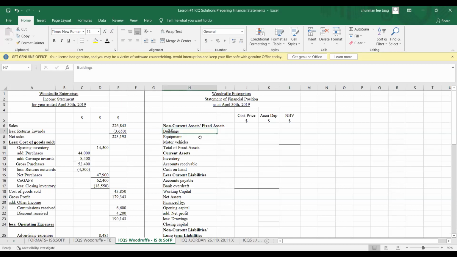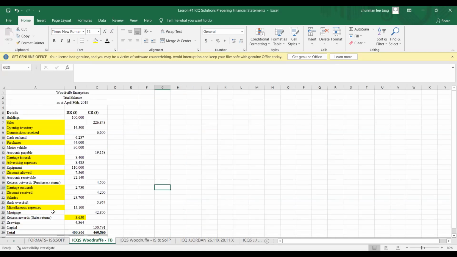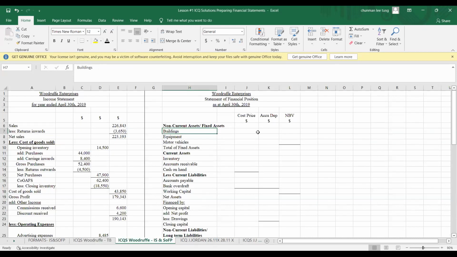So go into the balance sheet. Whatever was not highlighted is what you will put in now in the balance sheet, right? So we're starting with buildings. Buildings is our first item. Cost price of our buildings is 100,000. Was there any accumulated depreciation?